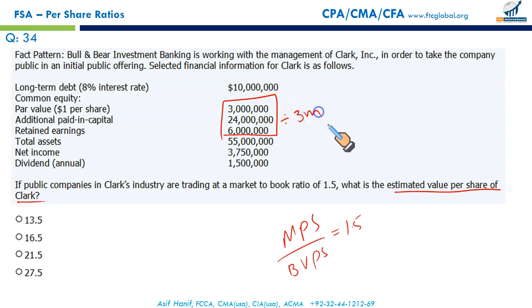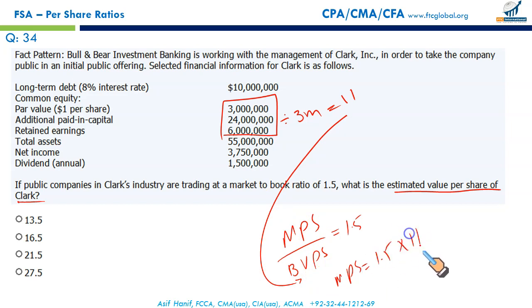that is 3 million. If you do 33 million upon 3, 11. Book value per share is 11. Simply replace 11 in the denominator. You'll get MPS is equal to 1.5 times 11. So it will be 16.5. B.